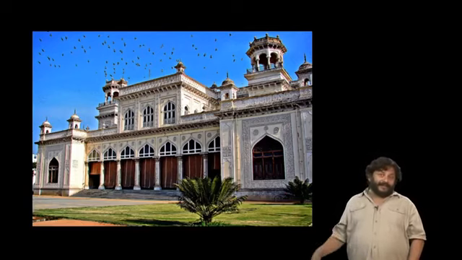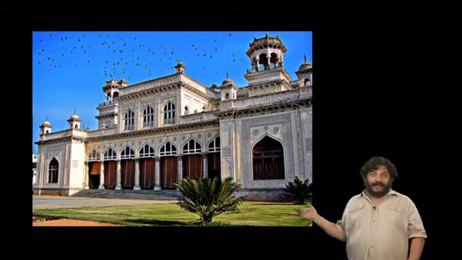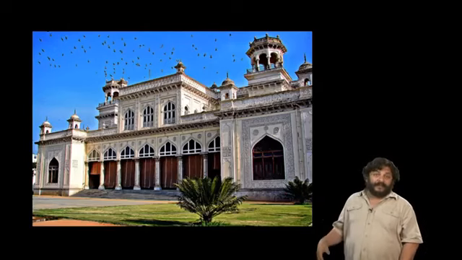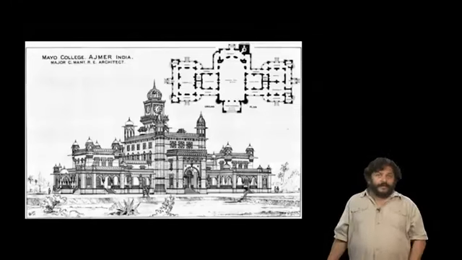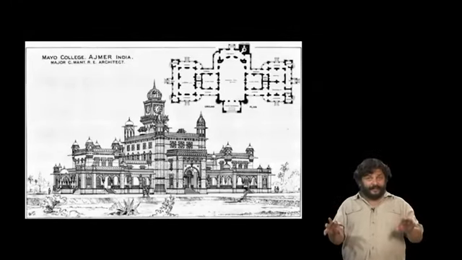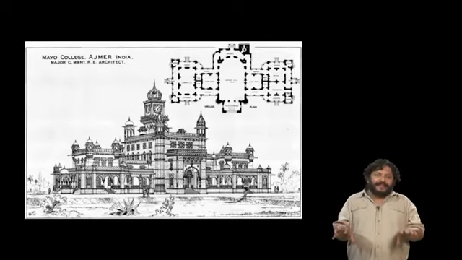This might be a palace in North Africa built under European colonial rule. This might be a palace around southern Europe, but it happens to be in Hyderabad. If you look at a number of these buildings like the Mayo College in Ajmer and you look at the plans, you start seeing how the logic of these buildings is impeccably European and, more importantly, Victorian.